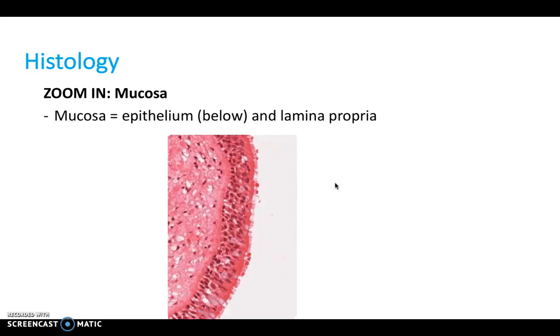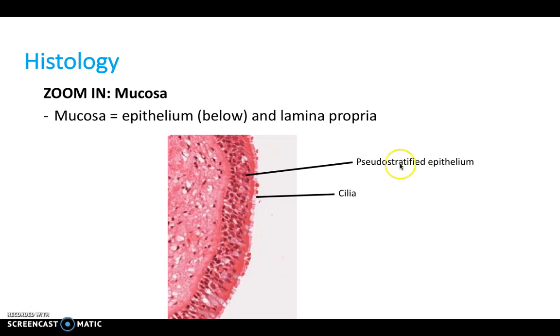So zoom in a little bit more onto the mucosa. The mucosa is made up of both the epithelium and the lamina propria. And if we have a look at the epithelium, essentially what we can see is a pseudostratified epithelium, so a fakely stratified, almost, epithelium. It gives the impression it's stratified, as in layered, but it's not really. Pseudo means fake, so pseudostratified is fake stratified epithelium.